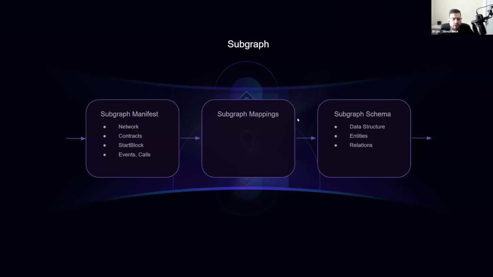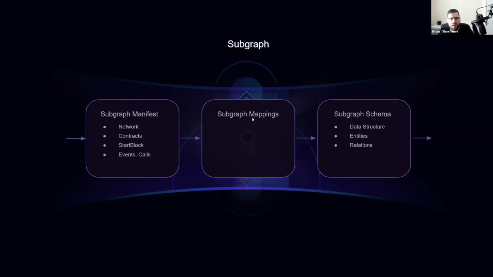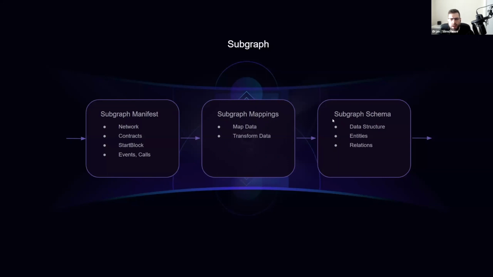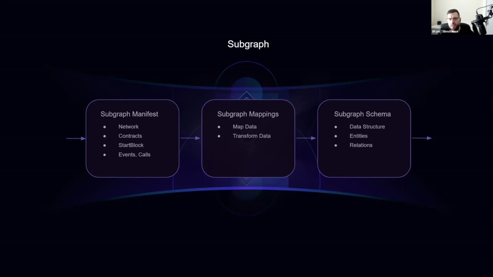And finally, we have the subgraph mappings. This is where most subgraph developers spend the most time. This is where you are creating the mapping from the events and calls that you have defined in your manifest into the data structure that you have defined in your schema. This is also where you do any aggregation or transformation of the data. So say you want to do time series data, you would do that in the mapping file.